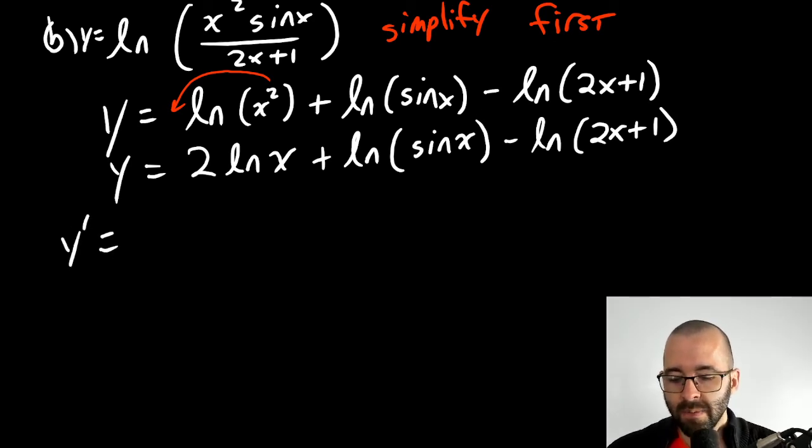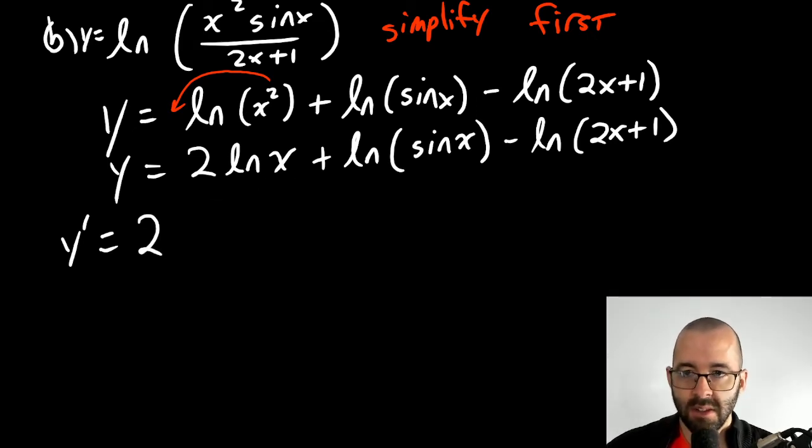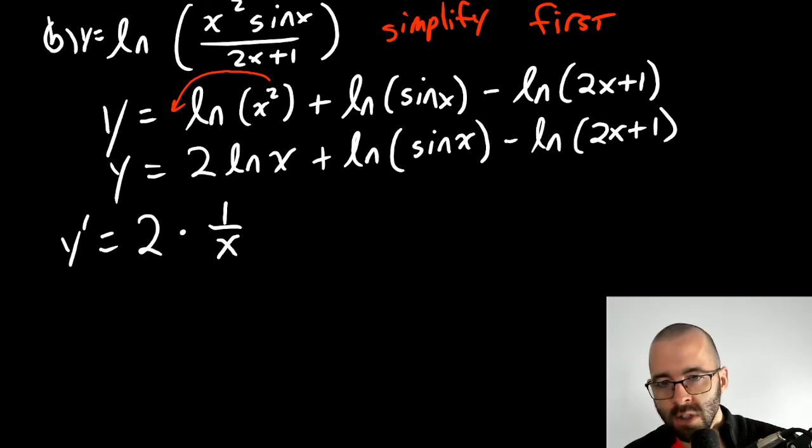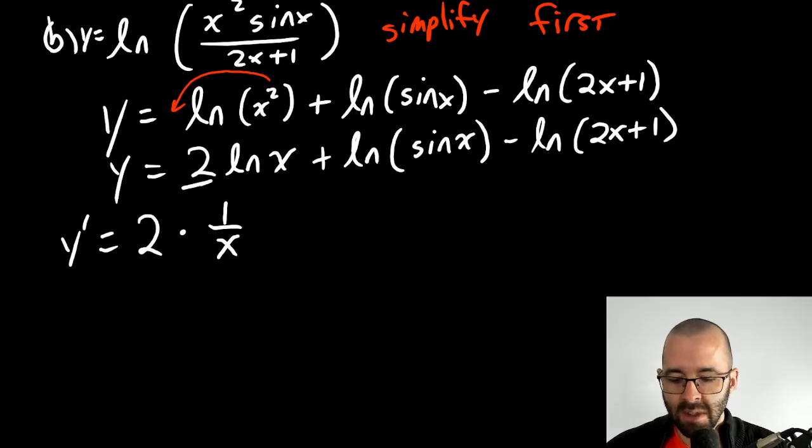Now let's get to it. Derivative of the first one. Well, the 2 comes out in front, constant multiple rule, times the derivative of the natural log of x, which is 1 over x. And remember that we don't have to use a product rule here because product rule is only for a function times a function, but this is a constant times a function of x.